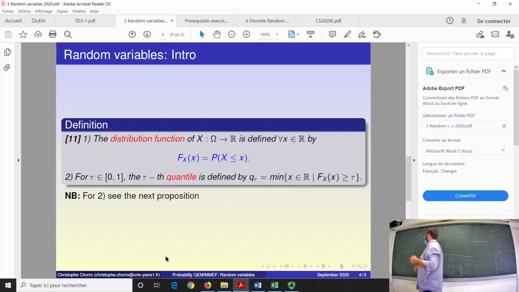So I have this. Second definition, in my definition 11 here. You have basically the definition of the distribution function, and you have the definition of what we call the tau quantile, tau being the Greek letter.